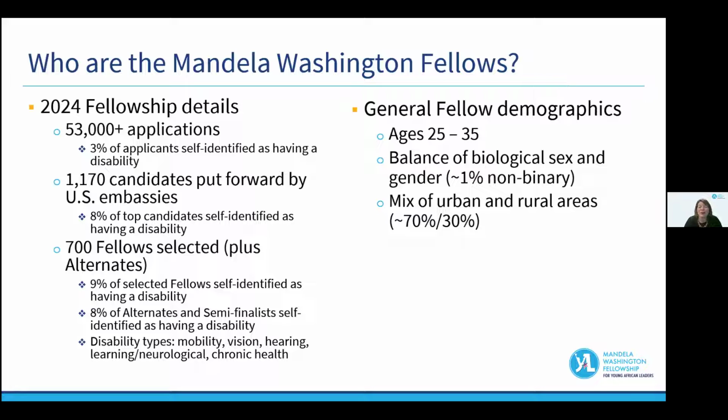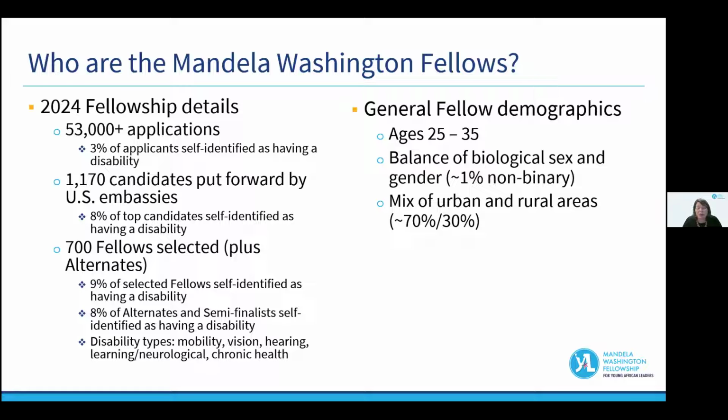And so out of that final pool, 9% of selected fellows self-identified as having a disability, 8% of the alternates and semifinalists self-identified as having a disability. And a semifinalist in our world basically means someone who was not selected. You'll notice there's a little bit of a discrepancy in those numbers. The very short version of that story is that when we are going through the final selection process, we want to make sure that we are prioritizing strong applicants who may need accommodations to make sure that they are selected as a fellow so that we are able to plan to provide those accommodations rather than selecting them as an alternate and potentially being in a situation where they are promoted to being a fellow too late to provide appropriate accommodations.